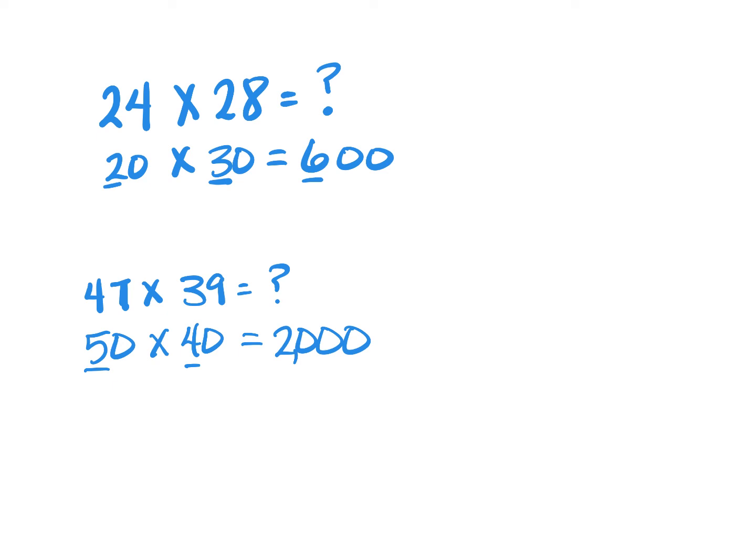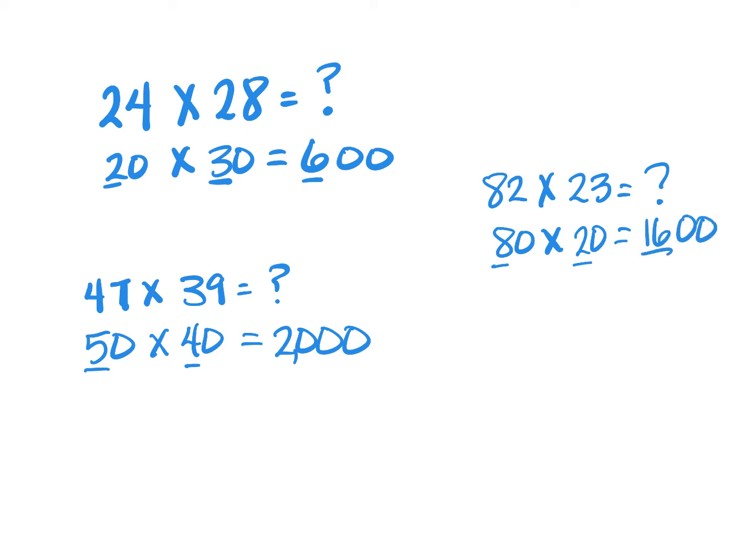All right, let's do 82 times 23. What would I round 82 to, Jason? 80 times 23. What would I round 23 to, Talia? 20. Do your basic fact. 8 times 2 is 16. And then I add 2 zeros. 82 times 23 is about 1,600.